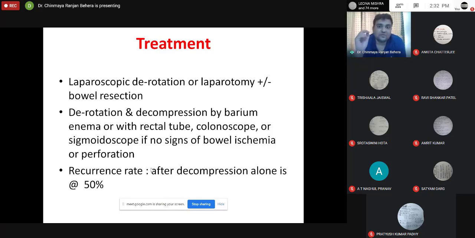Decompression you will do only when you don't think there is any gangrene or perforation. In those cases you can do a colonoscopy and derotate it. But whenever you suspect gangrene or perforation, then you will do a laparotomy and a bowel resection with end-to-end anastomosis, or a Hartmann's procedure, where you resect the gangrenous segment, put the distal segment inside the abdomen, and bring out the proximal segment as a colostomy.